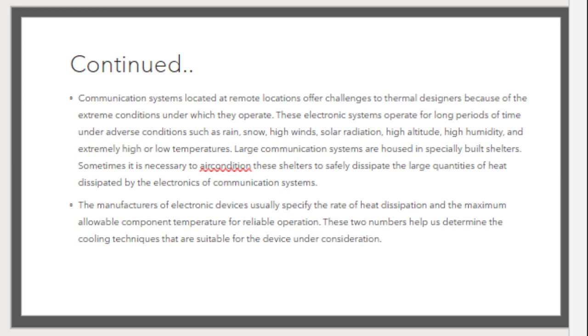The manufacturers of electronic devices usually specify the rate of heat dissipation and the maximum allowable component temperature for reliable operation. These two numbers help us determine the cooling techniques that are suitable for the device under consideration.